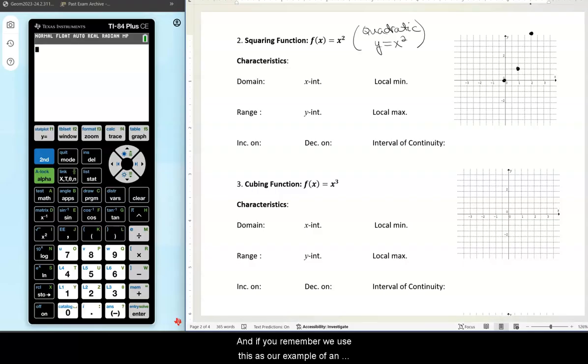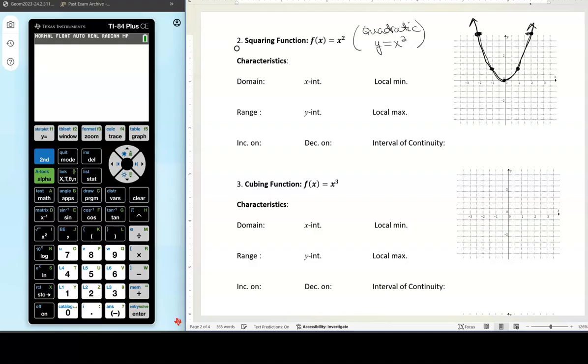And if you remember, we use this as our example of an even function. So let's move to the negative values, and you'll see that symmetry with the y-axis. When x equals negative 1, squared is 1. When x equals negative 2, squared is 4. So we end up with this parabolic shape, roughly drawn like this.